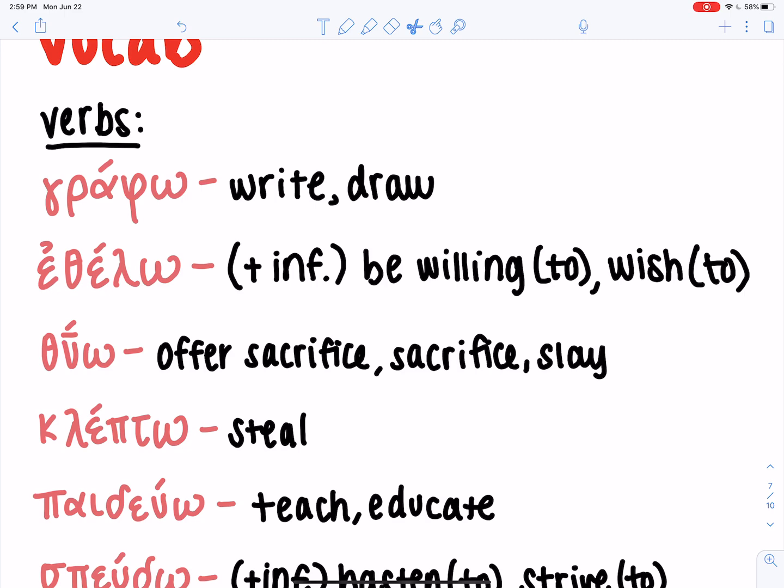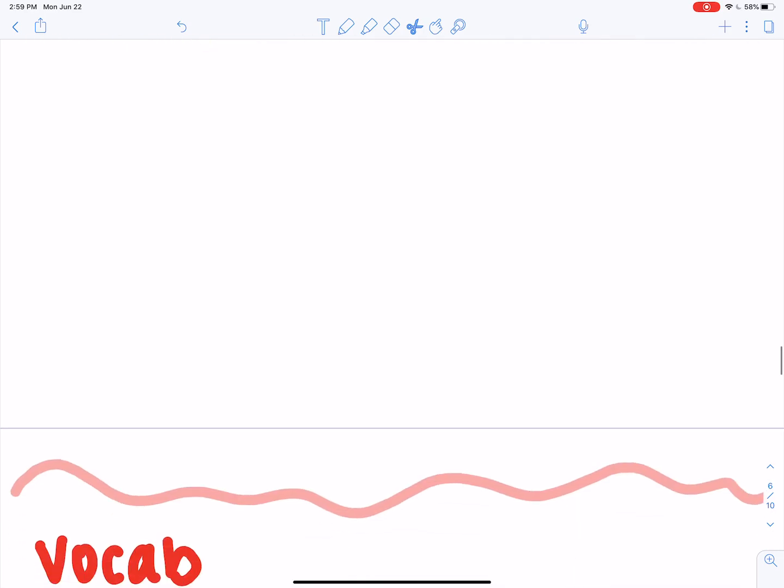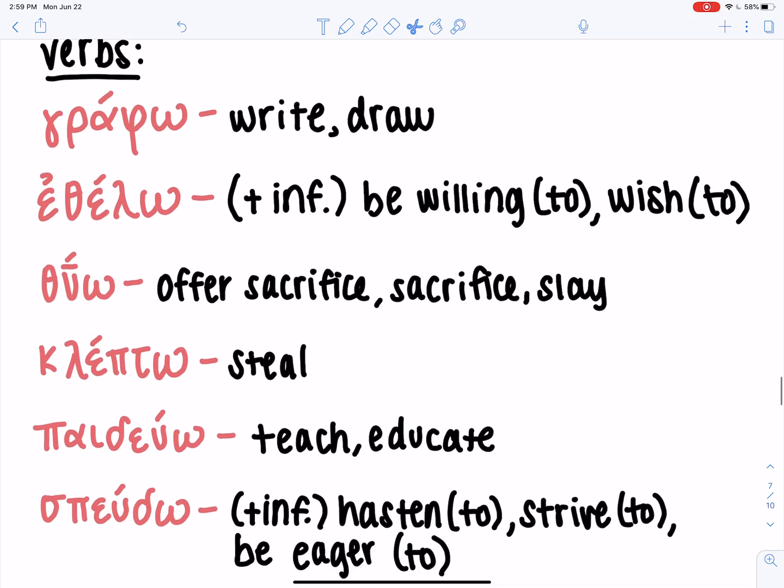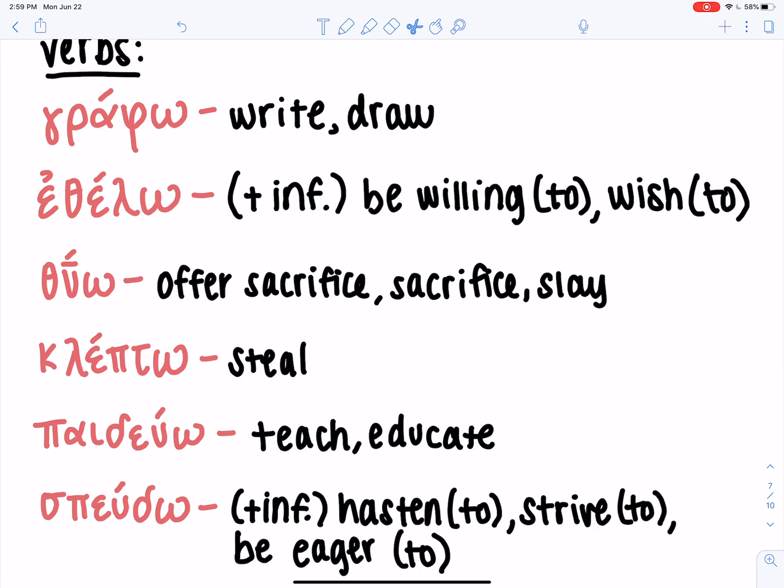And the way that this works, if you're unfamiliar with how plus infinitive works, is that you would see something like ethelo and then an infinitive form. So that would be I wish to something, and the to something is whatever that infinitive verb means. So if we had ethelo paidewein, which we just worked with up here, paidewein, then it would be I wish to teach. Okay, our next word is thuo, which means to offer sacrifice, or slay.